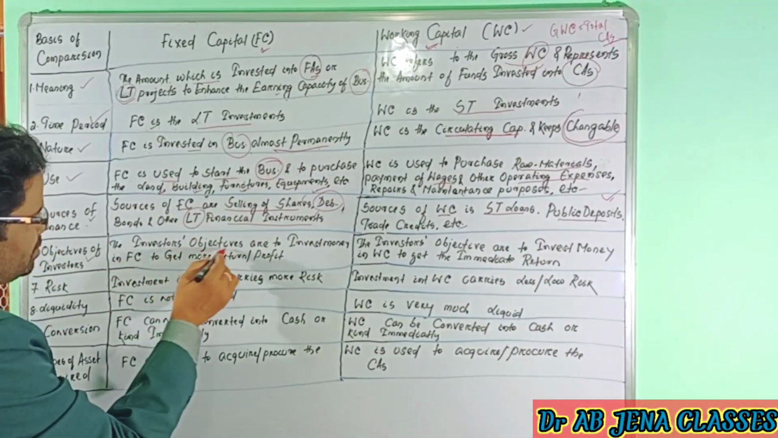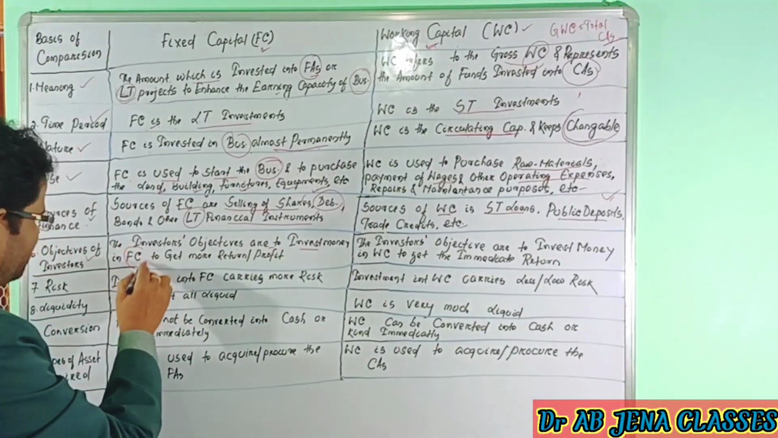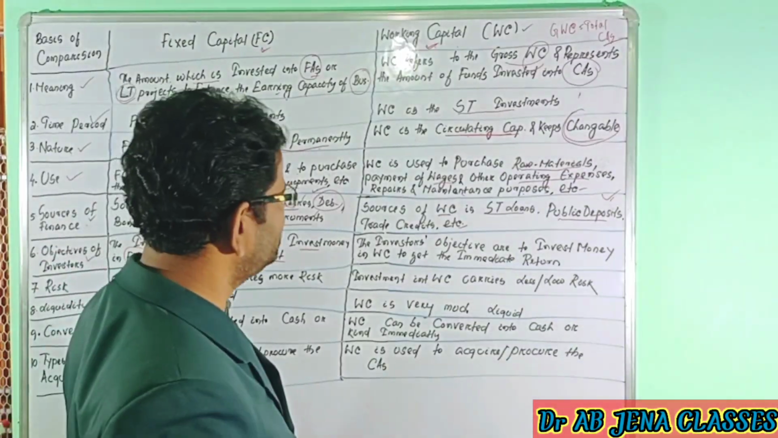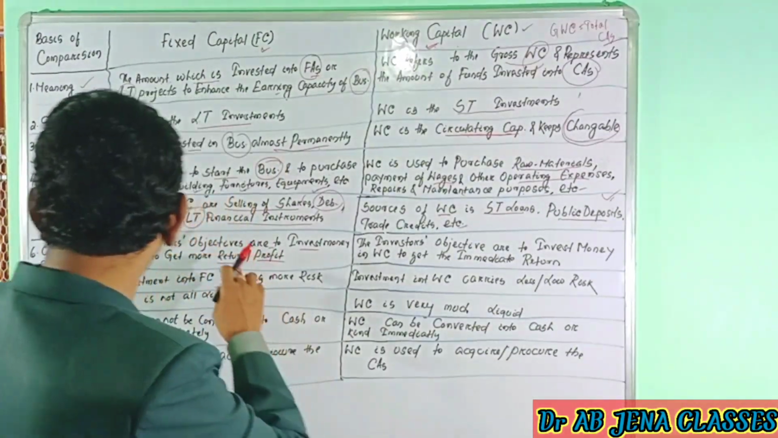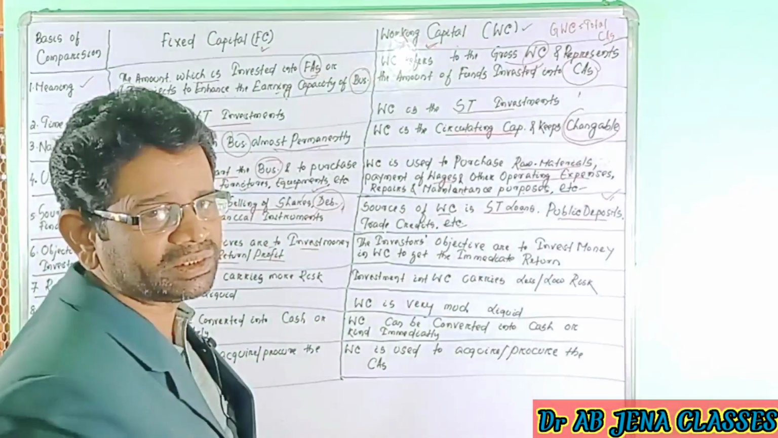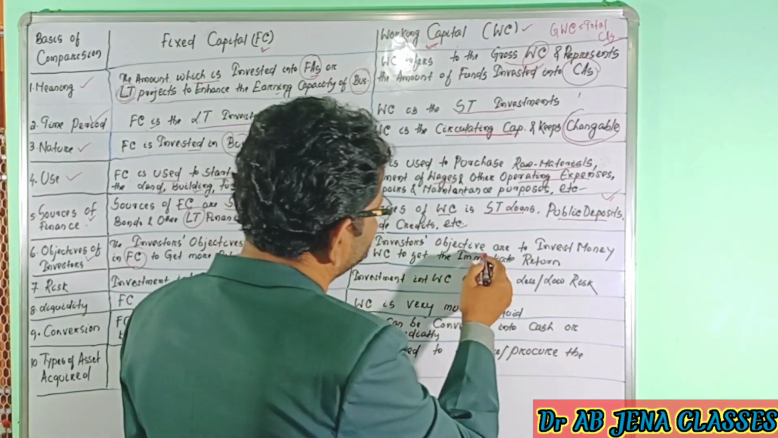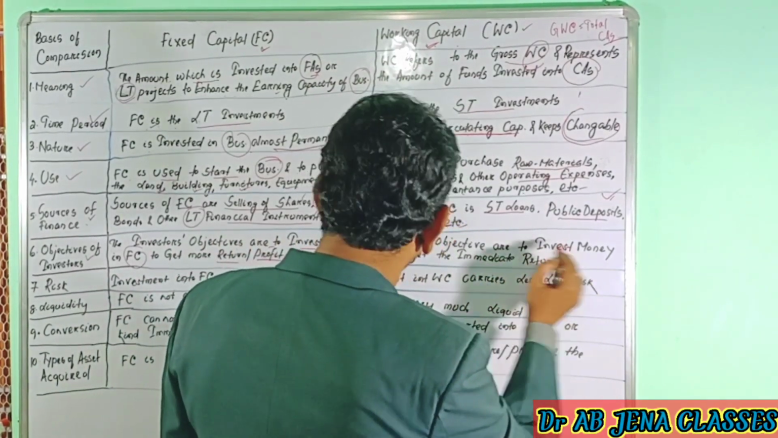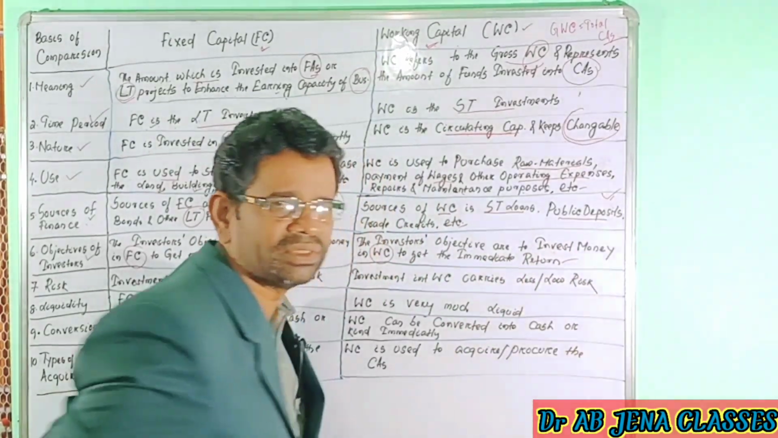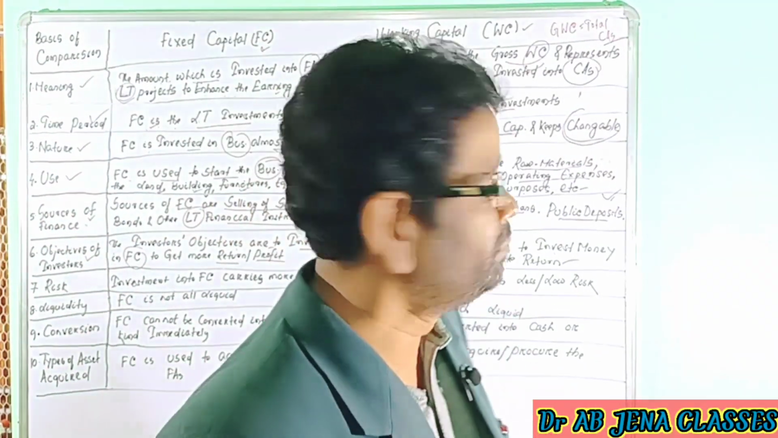So the investor's objective is to invest the money in fixed capital to get more return or more profit as compared to the working capital. So here the return is more in the case of fixed capital as compared to the working capital. In working capital, the investor's objective is to get the immediate return. So you will not wait for more time.